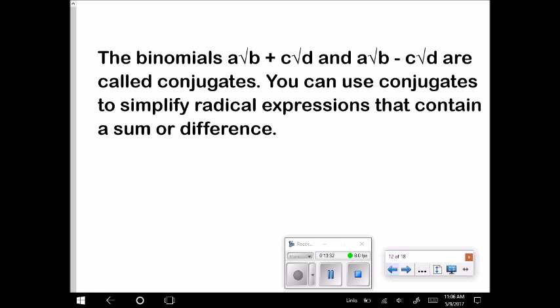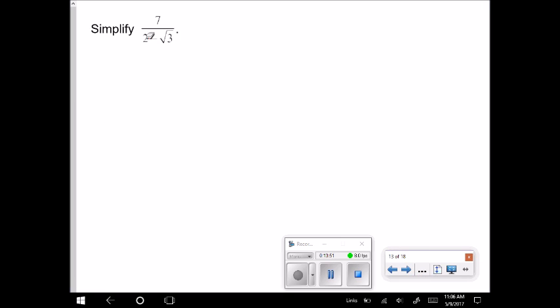So conjugates, the binomials of a times the square root of b plus c times the square root of d, and then the same concept except subtraction, are called conjugates. We can use these to simplify radical expressions that contain a sum or a difference. So in the bottom here, we can't just multiply by negative, or the square root of 3 here. We actually have to understand that this all comes together as a package. So what we can do is multiply by its conjugate.